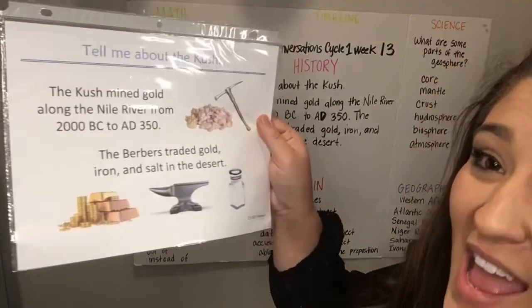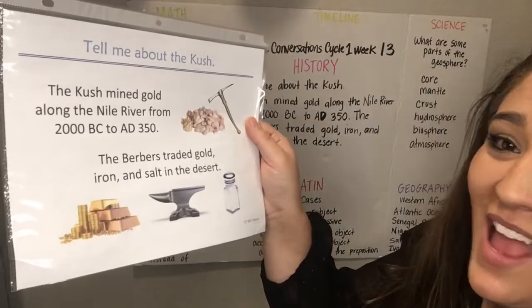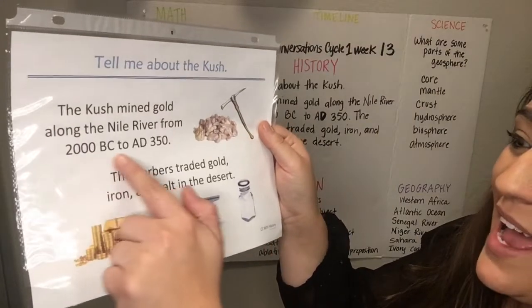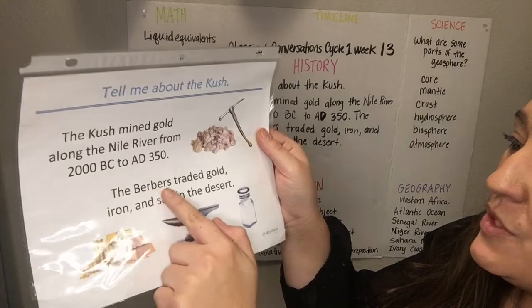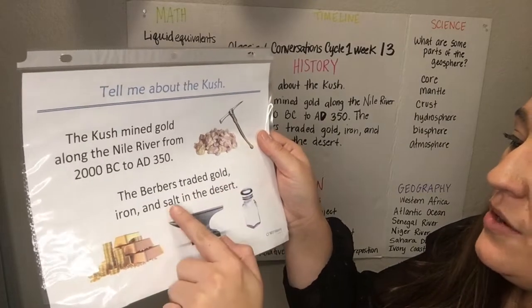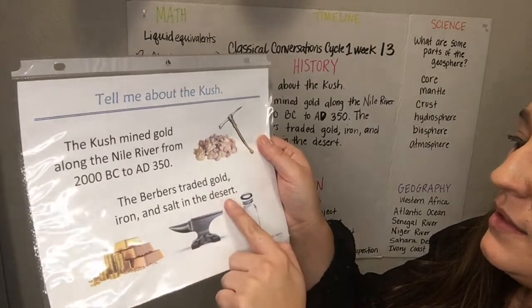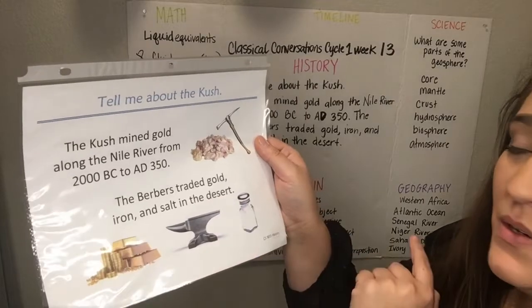The Kush mined gold along the Nile River from 2000 BC to 8350. The Berbers traded gold, iron, and salt in the desert.